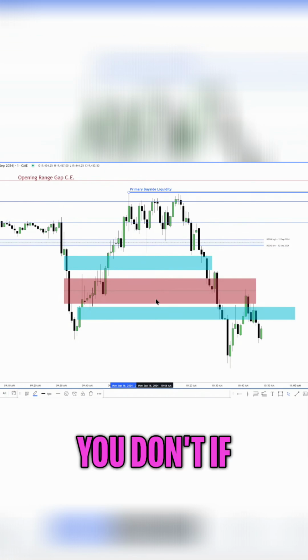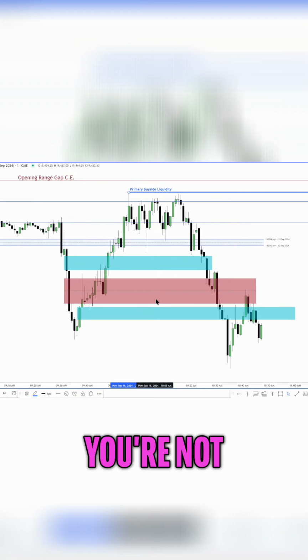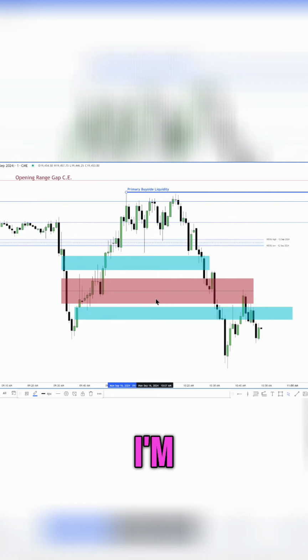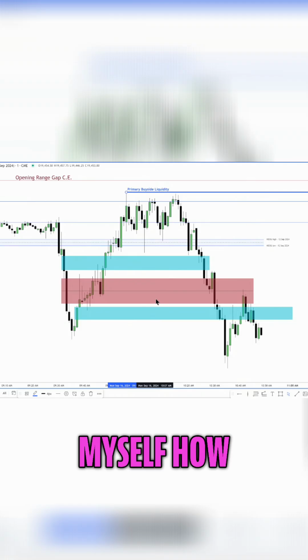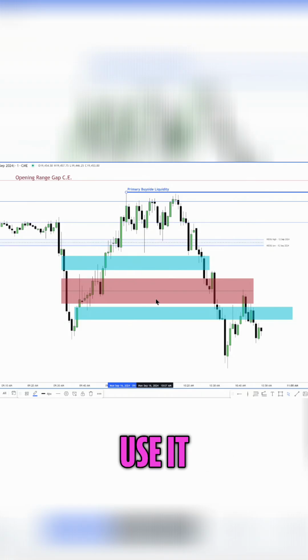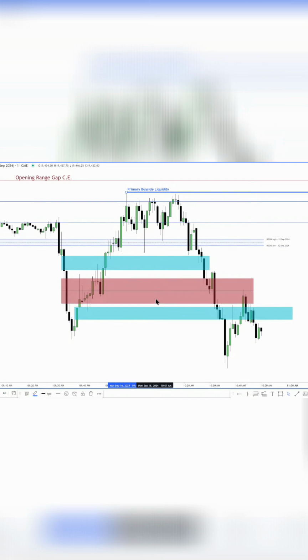If you don't have a pad, a writing instrument next to you while you're watching price action, you're doing it wrong. Because if it only appears inside your chart, you're not doing it right. Like I look at the raw numbers when I'm done. When I'm away from the charts, I look at the raw numbers and I think to myself how they might use it in the next session, which is the lunch macro. And then I look at how the numbers are used for the afternoon.